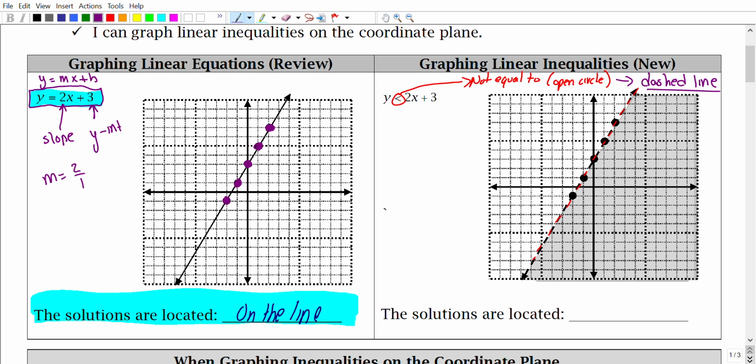And then finally, let's go ahead and talk about this shading here.